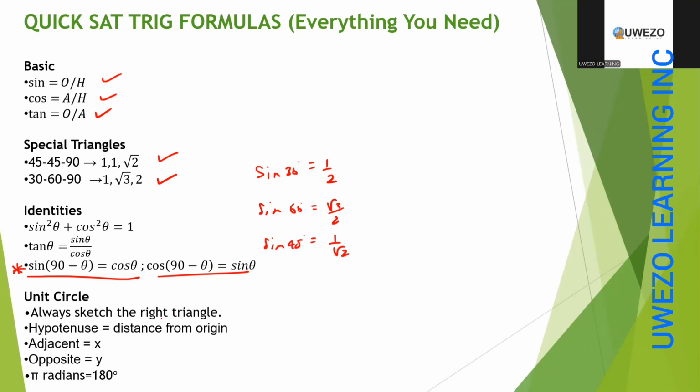And unit circle, just sketch the right triangle first. The hypotenuse will be the distance from origin. Adjacent will be x, opposite will be y. And always remember, pi radians is 180 degrees, and it is also equal to a value 3.14.